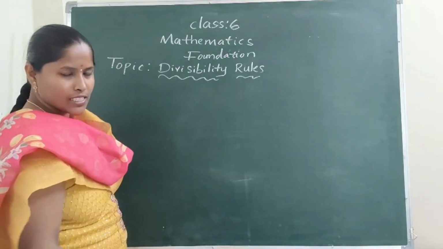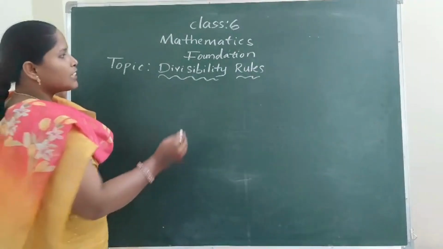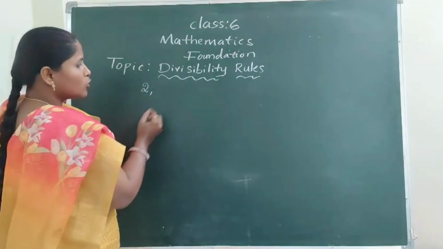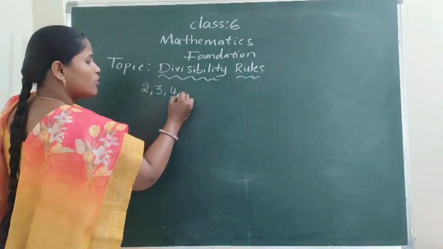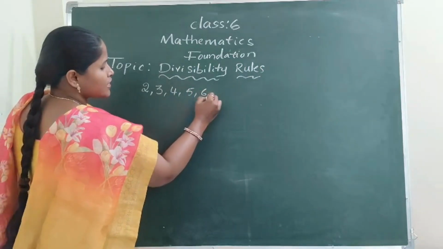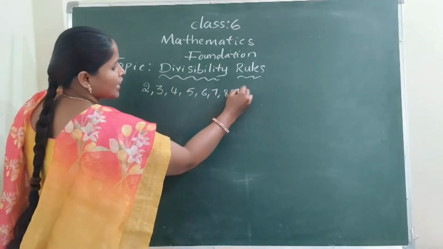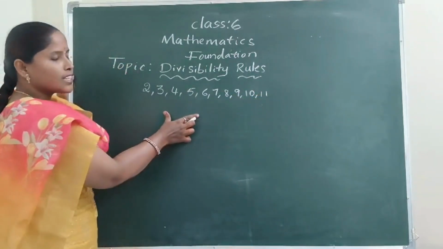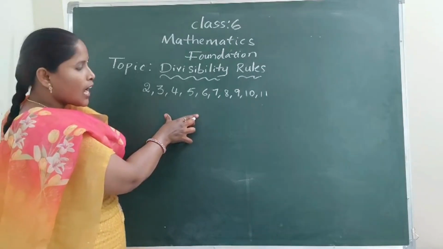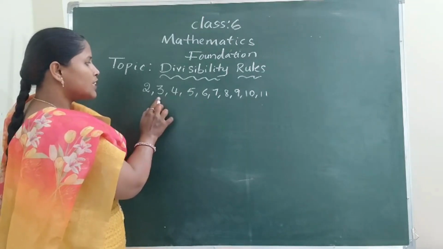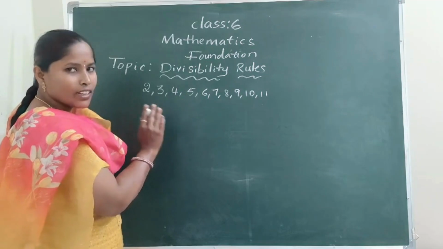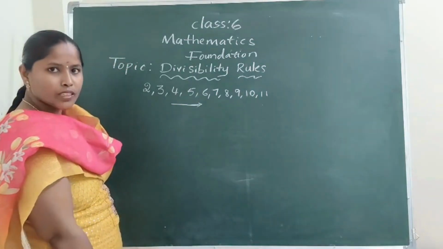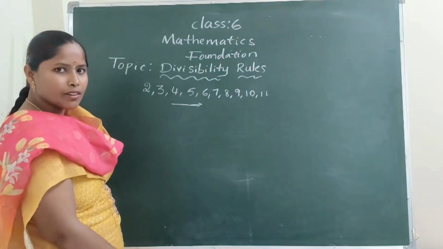Shall we start? See here, divisibility rules mainly start from the divisibility rule for 2, 3, 4, 5, 6, 7, 8, 9, 10, 11, like this. These are the divisibility rules we will learn. Actually, the textbooks give these rules directly, but we will learn in an easy way.